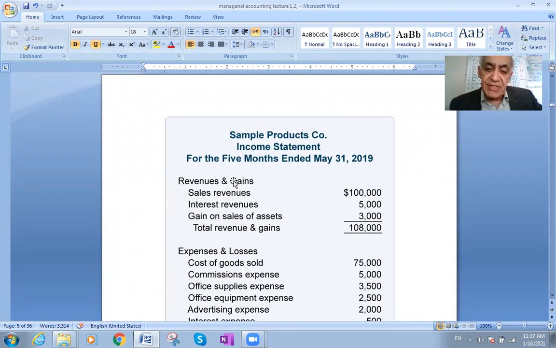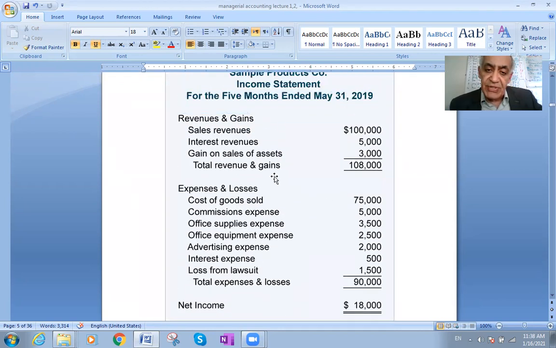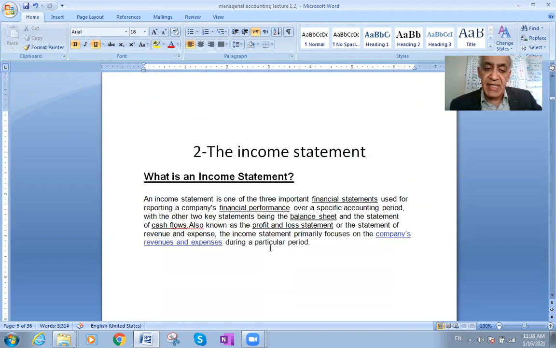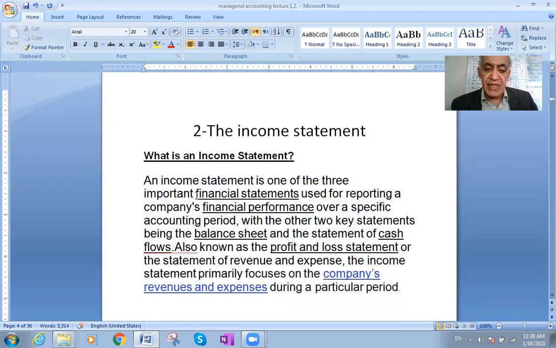So now we have the revenues minus the expenses. All those are revenues and all those are expenses. So at the end, it will give me the net income. That's why when I say what is the income statement, we say like this: an income statement is one of the three important financial statements used for reporting financial performance. Of course, it shows the financial performance because it shows me the net income for a specific period, with the other two key statements being the balance sheet and the statement of cash flow.